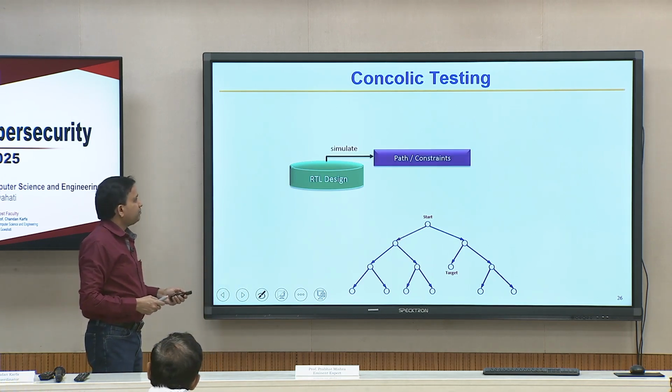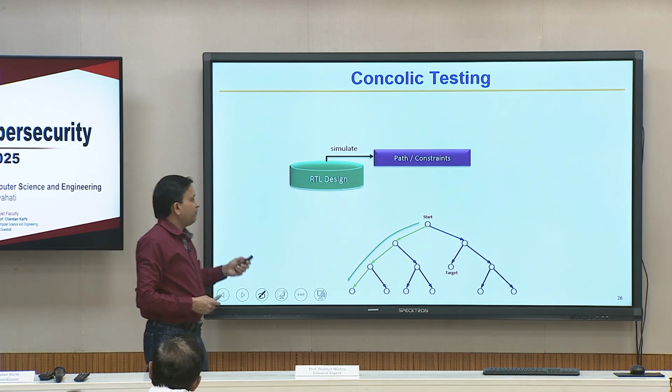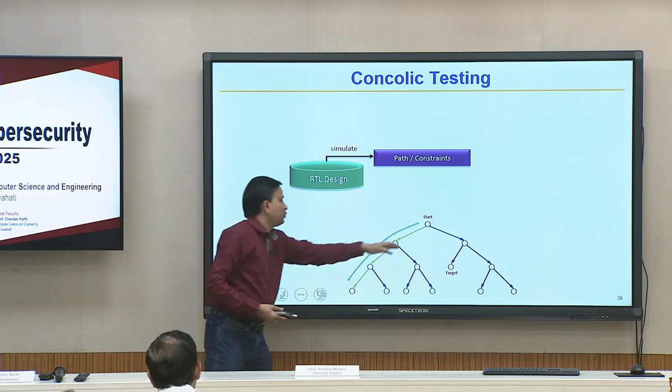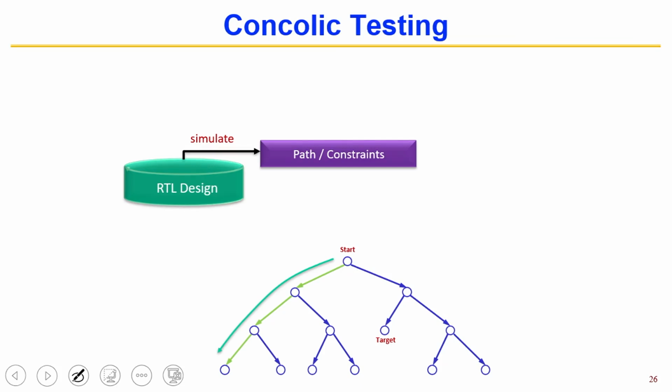So basically you simulate first with random values, and let us say the random computation goes through this path. It took the if of all of the branches on the left, and all of these are if statements, and my target is right here. That is the assertion statement I am trying to activate and find a test for.